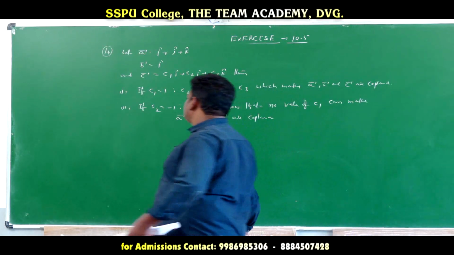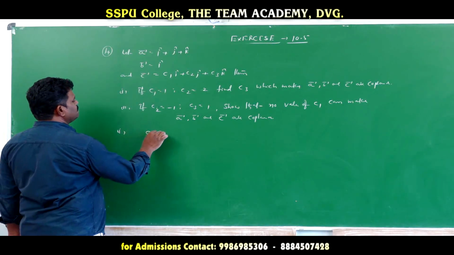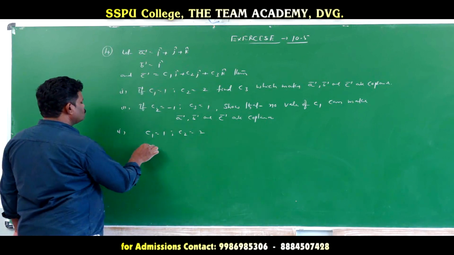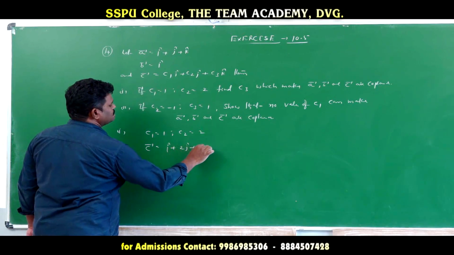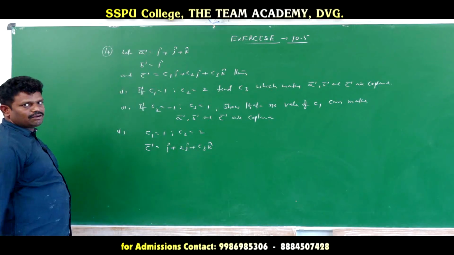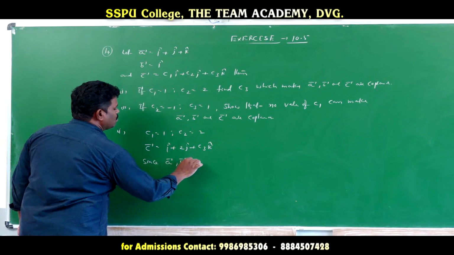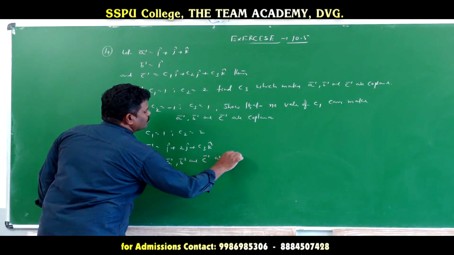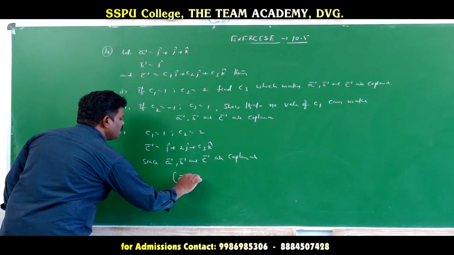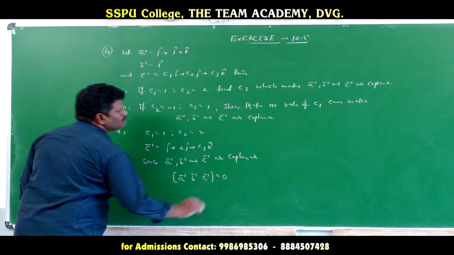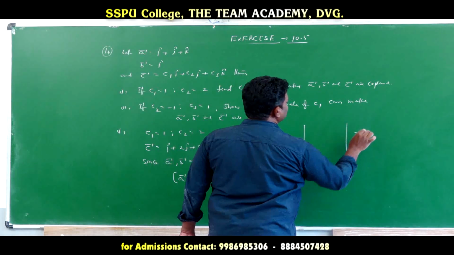So the first question gives C1 equal to 1 and C2 equal to 2. So vector C is I cap plus 2j cap plus C3 k cap. Vectors A and B are already given. Now, since A bar, B bar and C bar are coplanar, box of A bar, B bar, C bar is equal to 0. Now here we find this box value, box of A bar, B bar, C bar equal to 0.